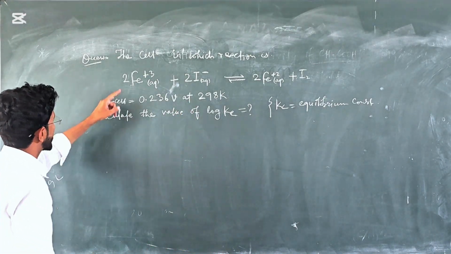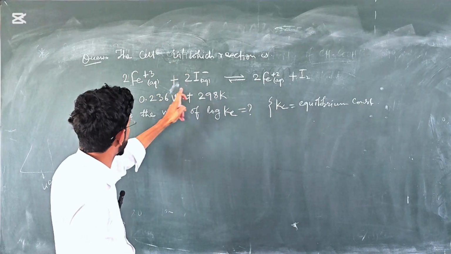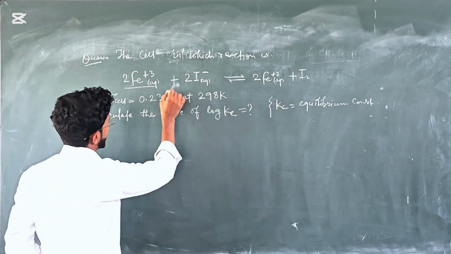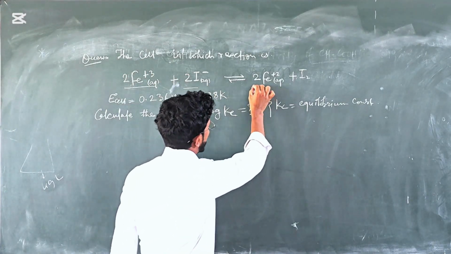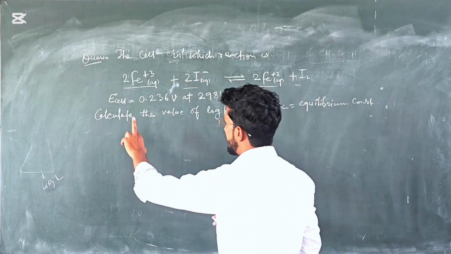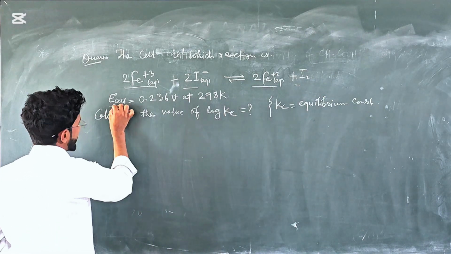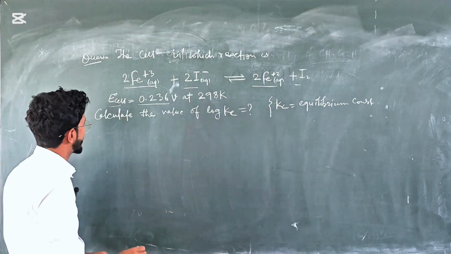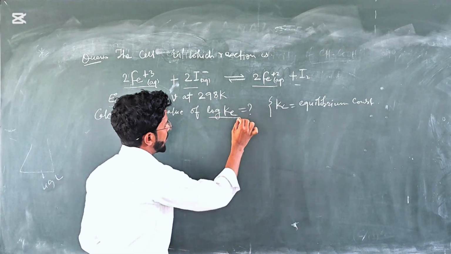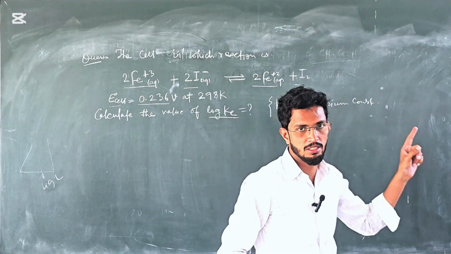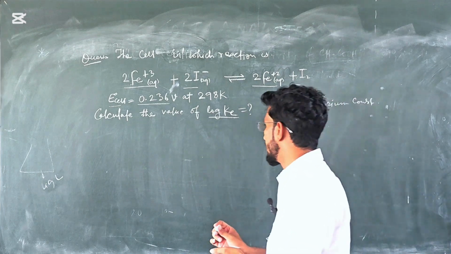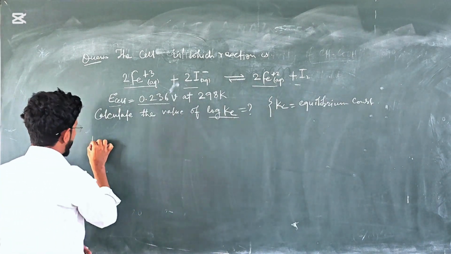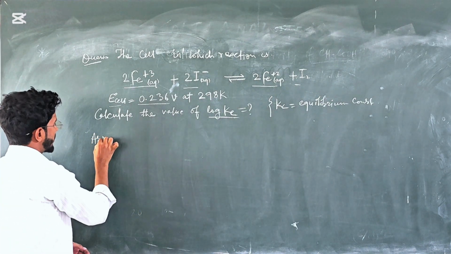Now see, the first question. It is given that the cell in which the reaction is 2Fe³⁺ + 2I⁻ gives 2Fe²⁺ + I2, and E° cell for this reaction is 0.0236 volt at 298 Kelvin. Calculate the value of log Kc, where Kc is the equilibrium constant. Now see, from the Nernst equation, how can we write the answer of this question?